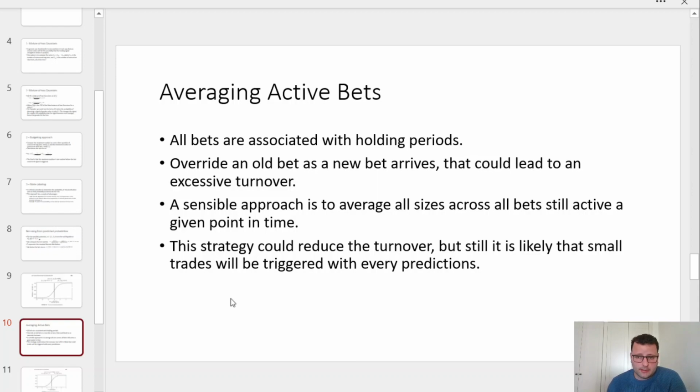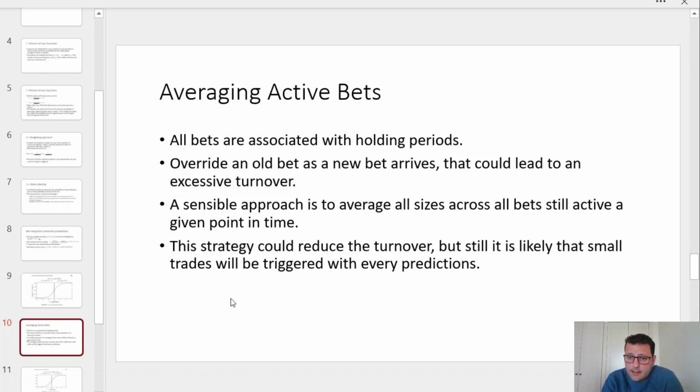An important question about this is to average active bets. The question here is all bets are associated with holding periods. So overriding the old bet as a new bet arrives could lead to excessive turnover, right? And then we should have a sensible approach to average all sizes across all bets.